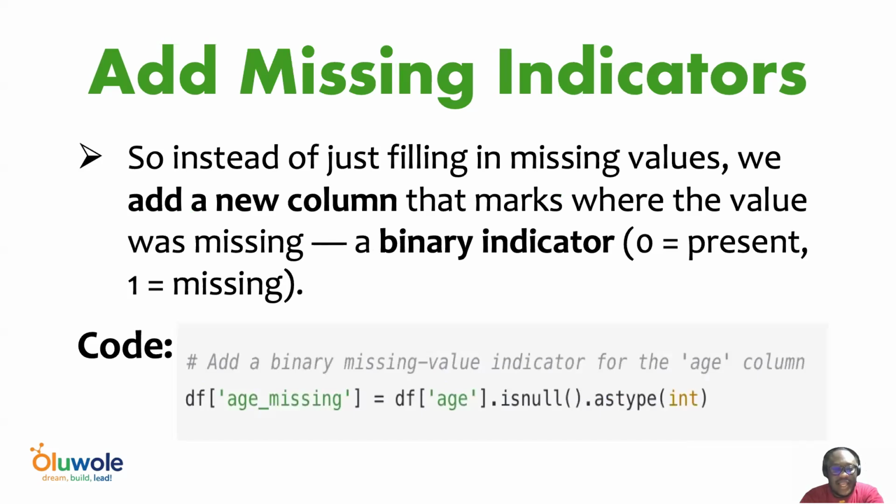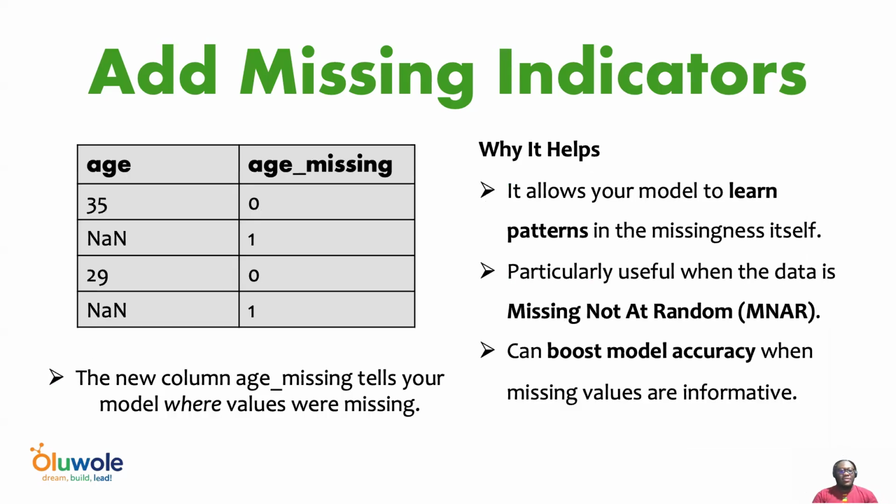Add a missing indicator. So instead of just filling in your missing value, you can add a new column that marks where the value was missing, like a binary indicator, and say, okay, 0 is that it is present, and 1 is that it is missing. So I say add a binary missing value indicator for the age column. You can add a new column to say, from age, we realize that a lot of data were missing. So what are the number of data missing?